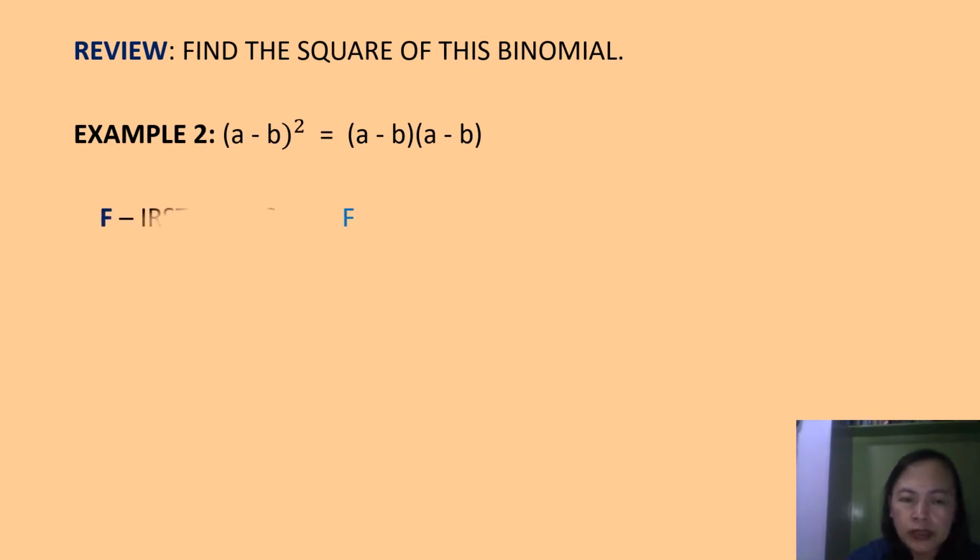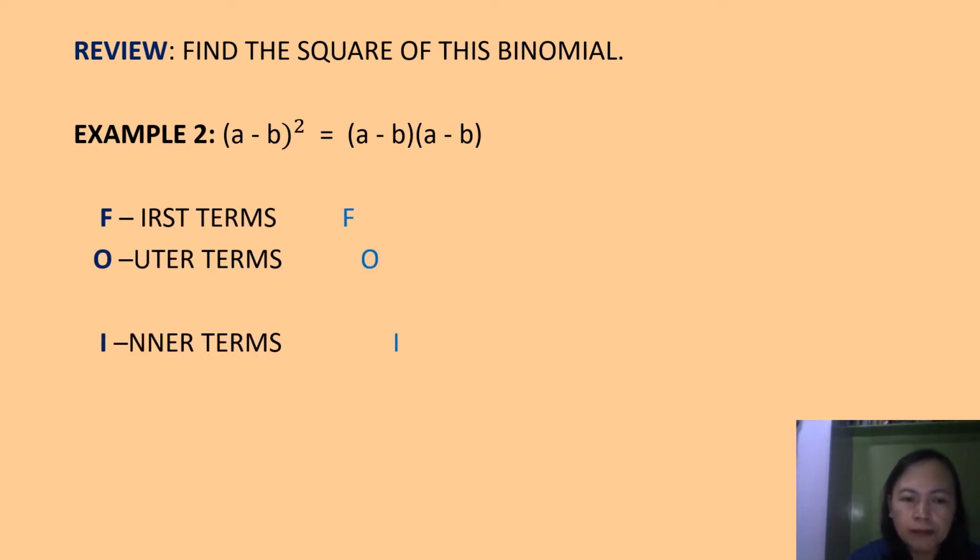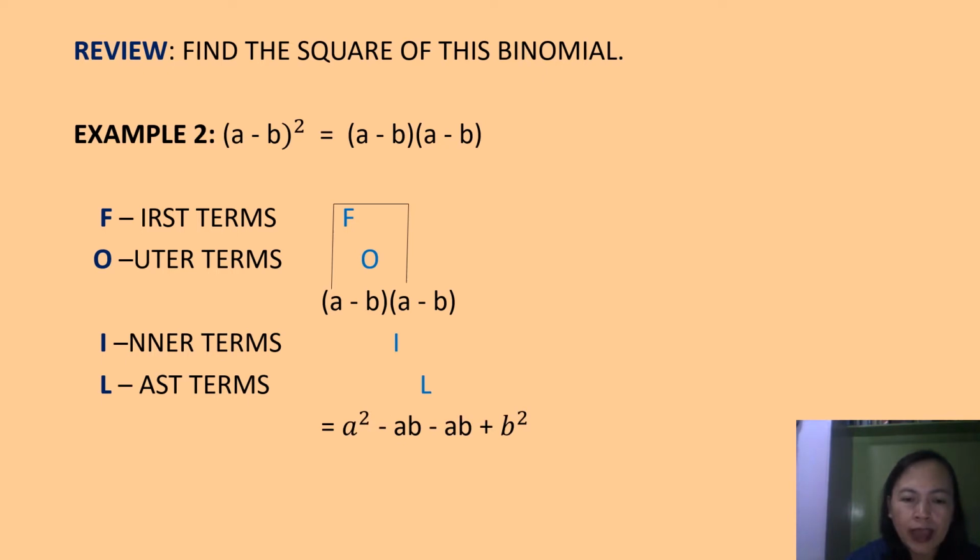So, using the same method, the FOIL method, we'll multiply the first terms, a times a, a squared. Then we multiply the outer terms, a times negative b, which is negative ab. Then the inner terms, negative b times a, which is negative ab. And then the last terms, negative b times negative b, which gives us positive b squared. Simplifying, we have a squared. We add like terms, negative ab plus negative ab is negative 2ab, plus b squared.